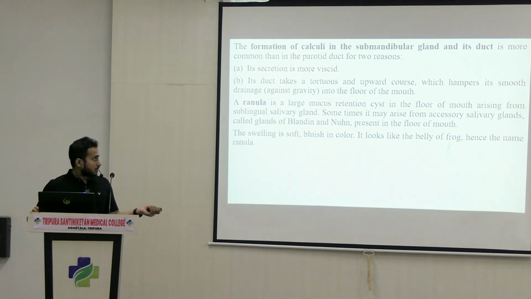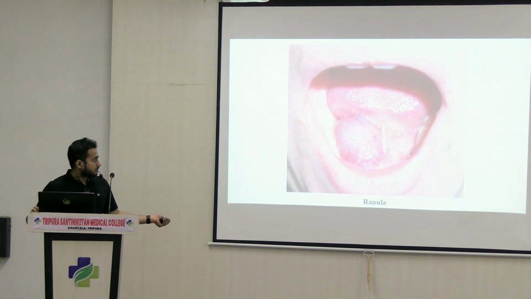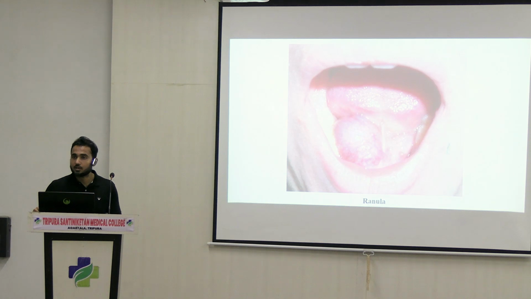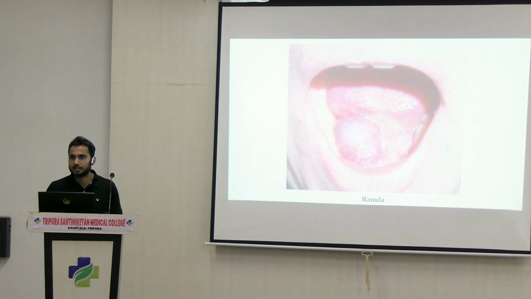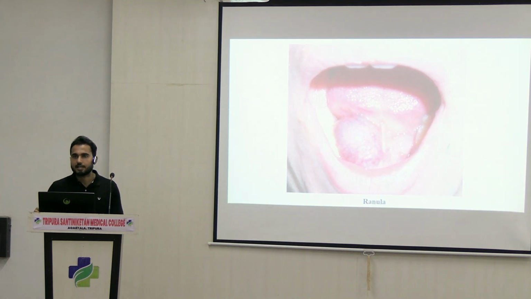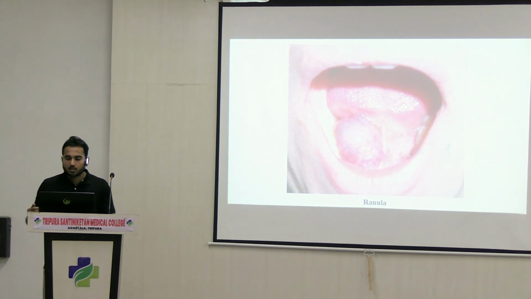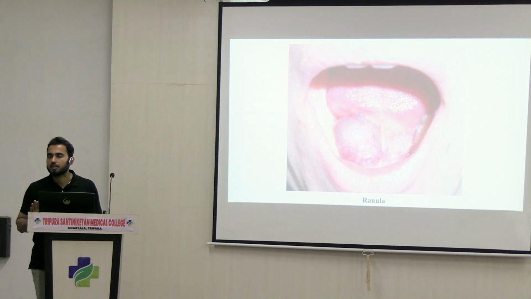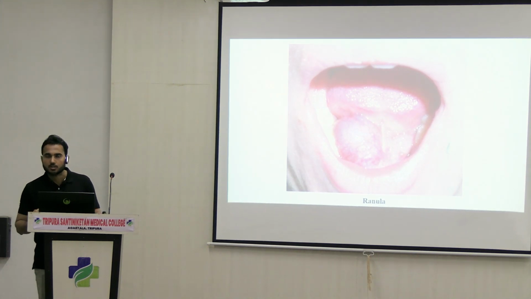Now here you can see the diagram. In this diagram you can see the ranula. This is the swelling, and if you see its appearance, it is soft and bluish in color. So from that, it can be distinguished. This is a cystic swelling because of the sublingual salivary gland and anterior lingual glands. So that's all about the submandibular region, where we have discussed everything, including the sublingual gland and submandibular gland also. Okay, thank you.